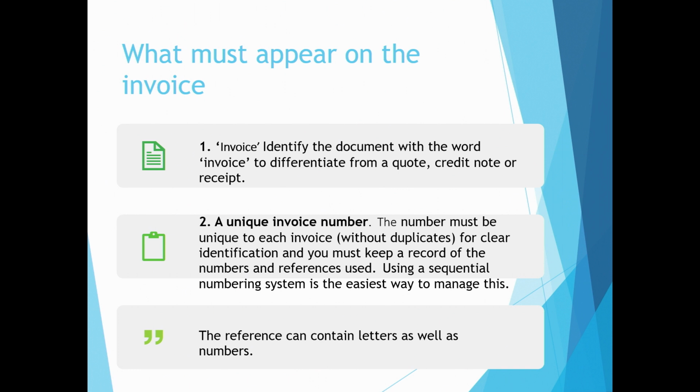The second thing is a unique invoice number. The number must be unique to each invoice without duplicates for clear identification, and you must keep a record of the numbers and references used. Sequential number, going 1, 2, 3, 4, 5, is the easiest way to manage this. And please make sure not to duplicate any invoice numbers, as revenue have a lot of power in this regard. And if they think that you're duplicating invoice numbers, they might think that there's something not quite right going on, and there could be large penalties incurred.